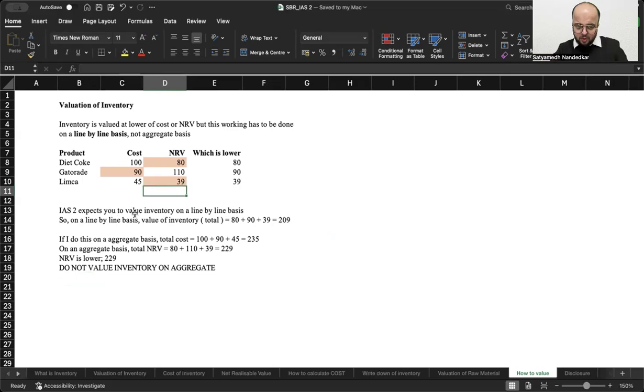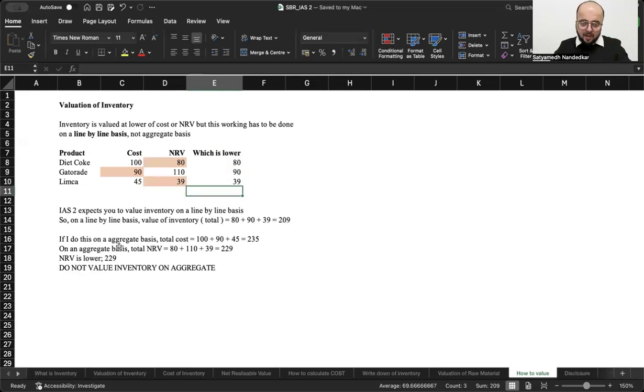IAS 2 expects that you should value inventory on a line by line basis. 100 versus 80, lower is 80. 90 versus 110, lower is 90. 45 versus 39, lower is 39. IAS 2 expects you to value inventory on a line by line basis. So on a line by line basis, what is the total? The total is 80 plus 90 plus 39, that is 209.